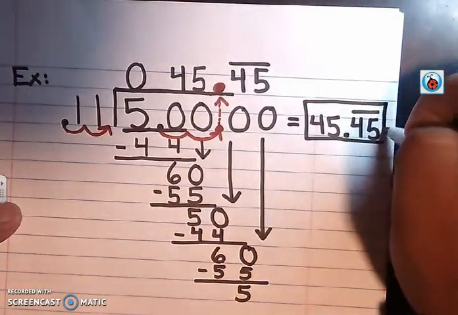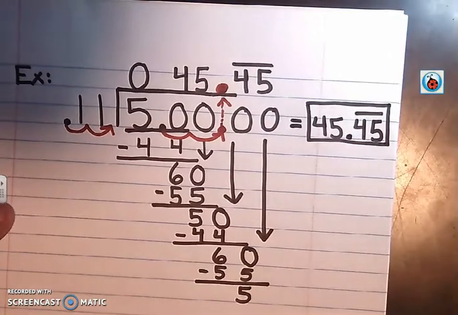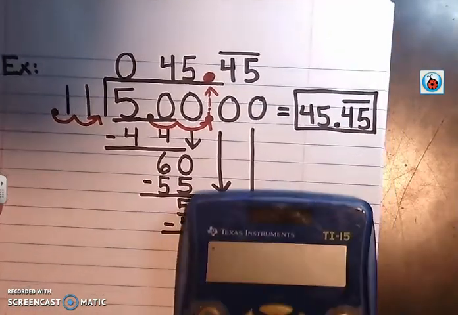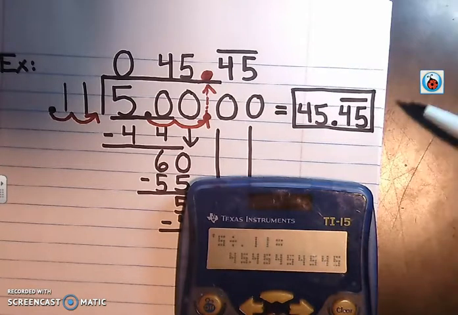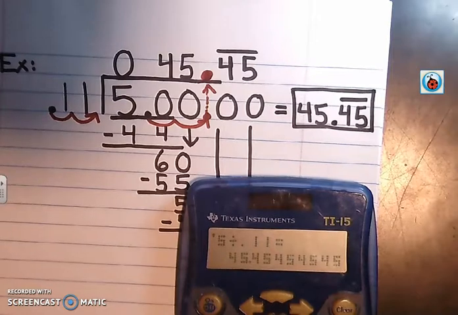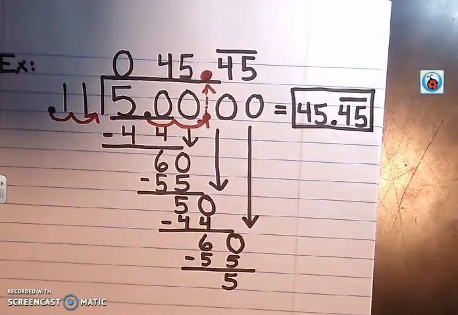And let's just make sure with the calculator what answer it gives us. We had 5 divided by decimal 11, 45.45, 45, 45, 45. So it's repeating, which is why we have the repeating bar there. So we'll go ahead and get some more practice here with dividing decimals and using the strategy of the decimal is our dog.